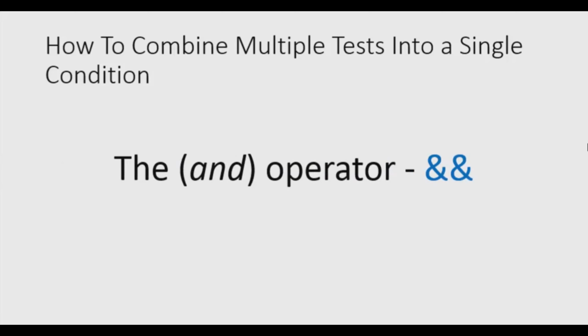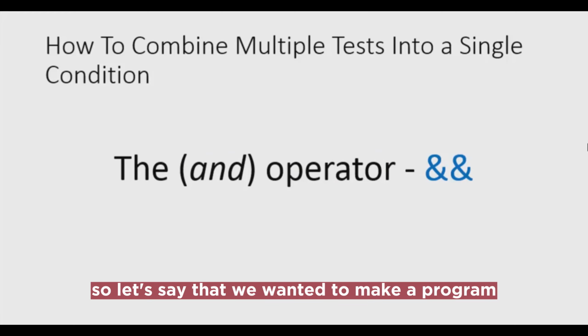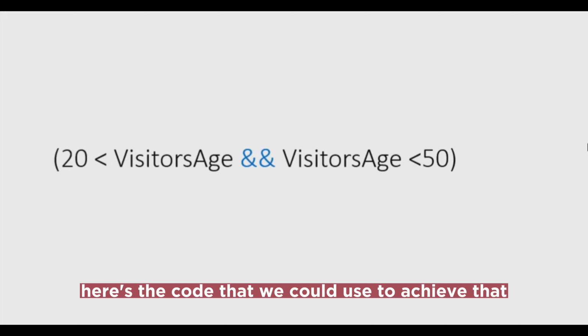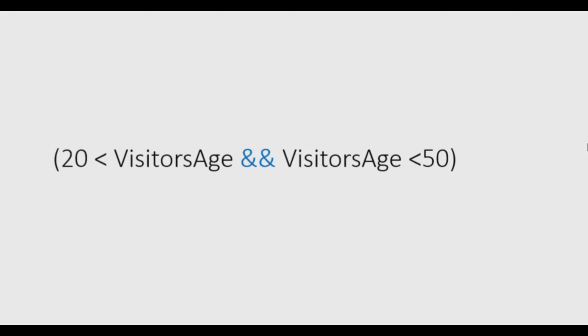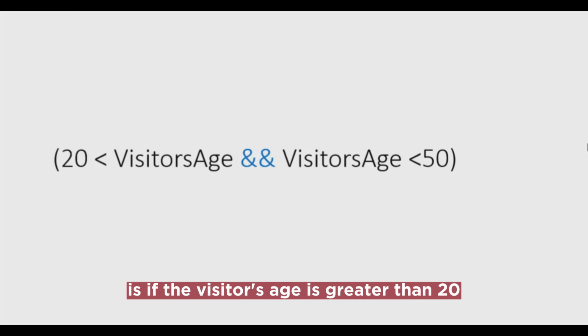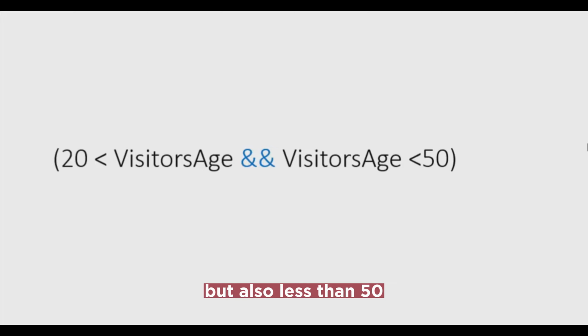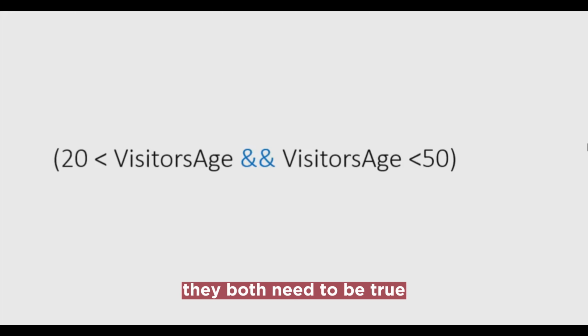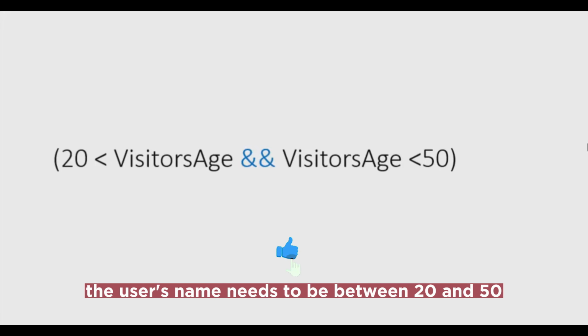So let's say that we wanted to make a program that only worked if the age of the user was between 20 and 50. Here's the code that we could use to achieve that. What this is checking for is if the visitor's age is greater than 20 but also less than 50. Both have their own true and false values, but since we are combining them together, they both need to be true in order for the program to run. In other words, for both to be true, the user's age needs to be between 20 and 50.